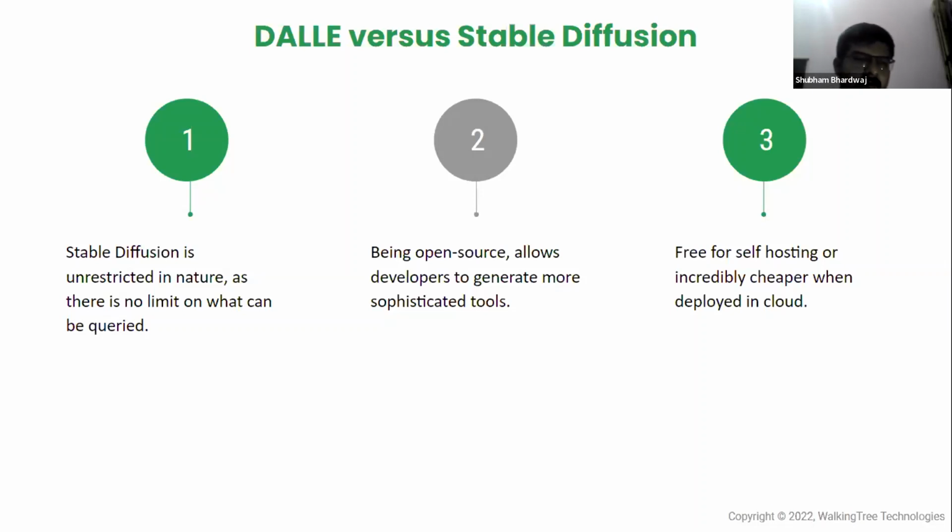So coming to the second thing, which is actually another very big reason to go for Stable Diffusion. Stable Diffusion is open source, unlike DALL-E, which is totally behind the curtain. You don't know what's going on inside, as in you can't access the code and change it, at least for now. And since it is open source, you can build more and more sophisticated tools on top of it, and people have been doing so. This was released a couple of months ago, and already there are applications built on top of Stable Diffusion. And since it is open source, it's free for self-hosting.